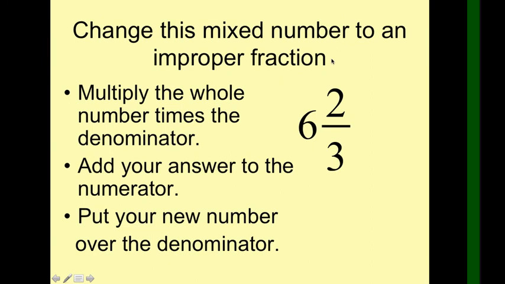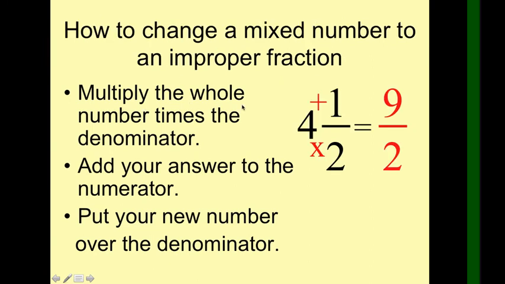So, for this particular example, multiply the whole number times the denominator. So, 2 times 4 is 8. Add your answer to the numerator. So, 2 times 4 is 8 plus 1 is 9. Then, put your new number over the denominator. So, the number 2 will be put in the denominator. Kokopyahin lang natin yung denominator dito. I repeat, 2 times 4 is 8 plus 1 is 9. Then, copy the denominator. So, meron na tayong improper fraction na 9 over 2.